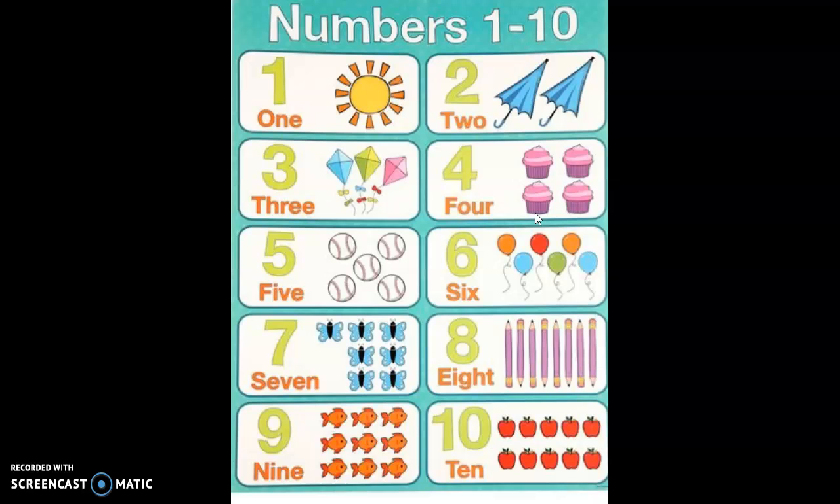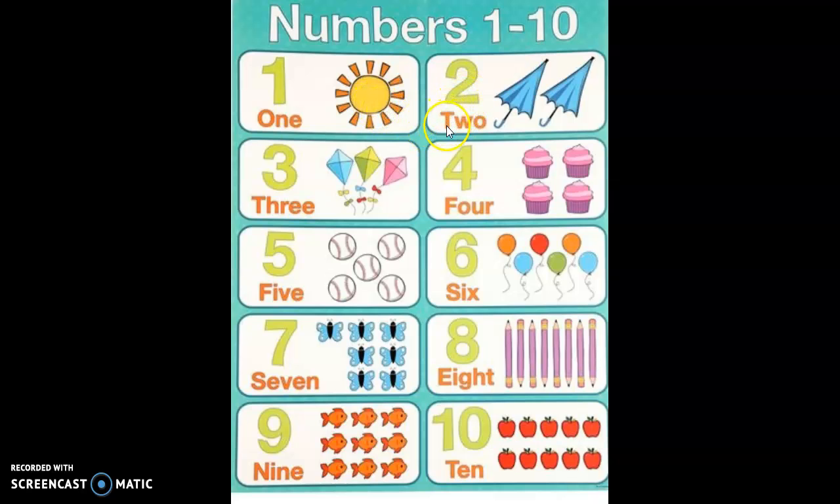Okay, today we're going to learn about numbers 1 until 10. What number is this? This is number 1. O-N-E, 1. There is only one sun.